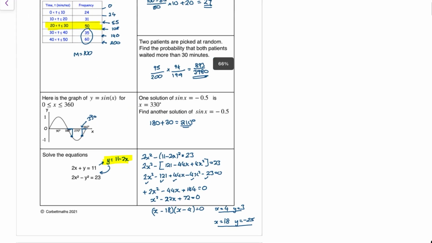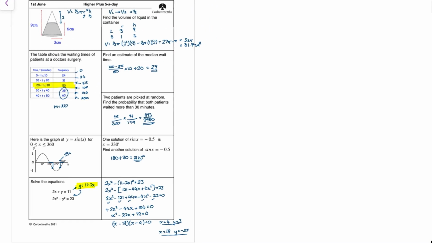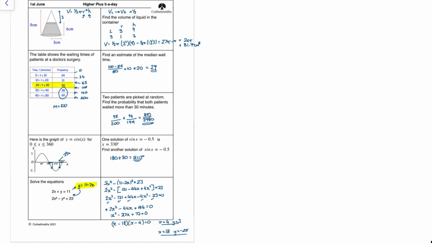And then, is it actually not too bad a start to the month today? That first question I think we've seen before. We've seen the medians definitely before. Nice little sine, do you understand your curves? And the final simultaneous equation, a late stage paper type question.